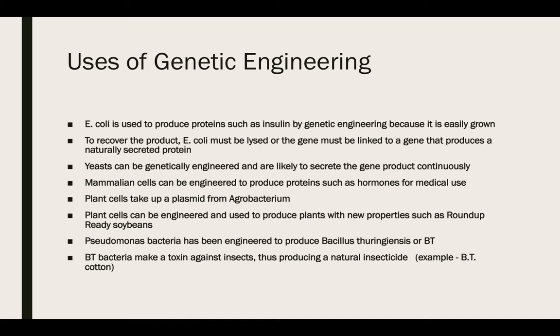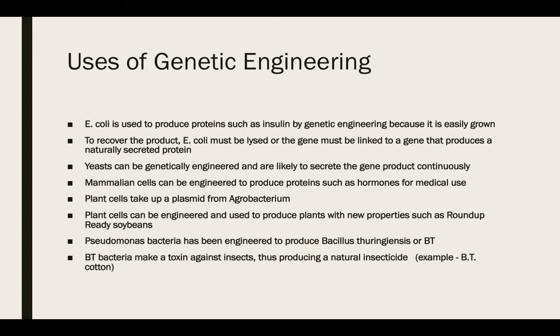Yeasts can also be genetically engineered and are likely to secrete a gene product continuously. Mammalian cells can be engineered to produce proteins such as hormones for medical use. We can use cells to make hormones to put into people, growth hormones and things like that. Also, this is where we can make certain steroids and things like that for breathing. Plant cells can use a plasmid to make agrobacterium.